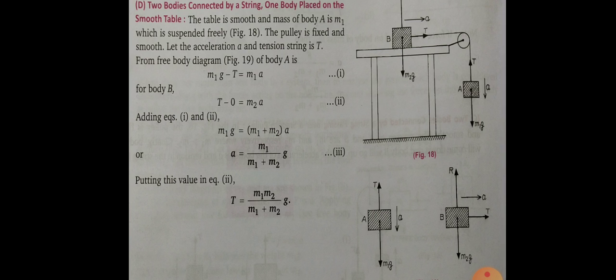Body B, which is kept on the table, is not experiencing any force left hand side, parallel to the surface or parallel to the table. Therefore, resultant force acting on B is T minus 0 is equal to m2a. That is equation number 2. Again, we are having two equations. Solve these two equations to get acceleration of the system and tension developed in the rope.